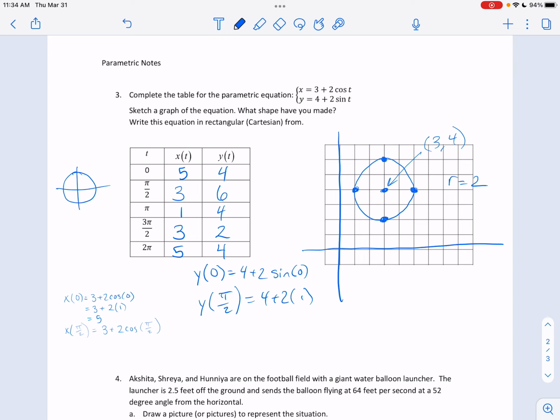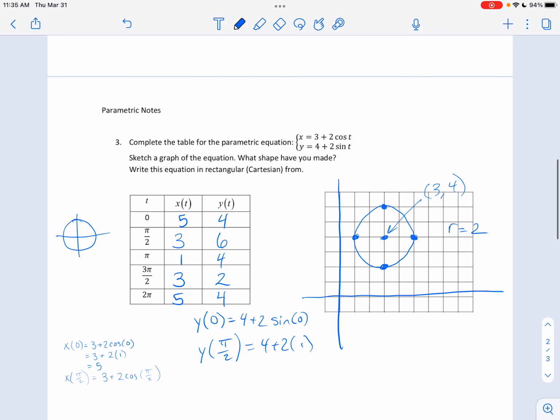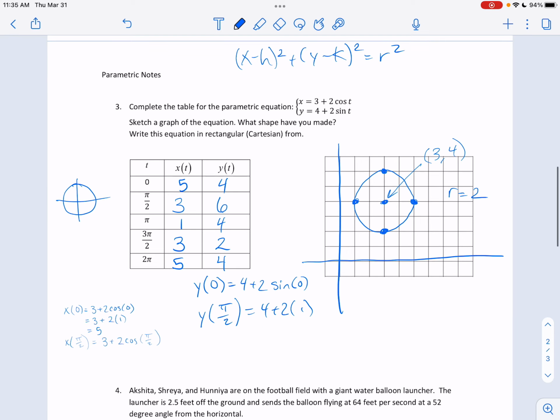No, it's okay. Sorry. So now what we want to do, let me get back in the headspace. That circle is centered at the point 3, 4. It has a radius of 2. I assume that you saw in Algebra 2 the equation of a circle is x minus h squared plus y minus k squared equals r squared. So here's how we can adjust.